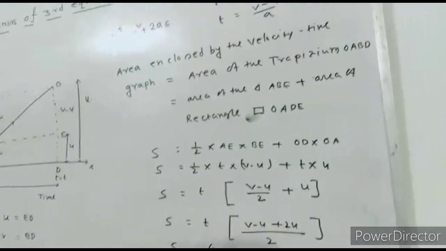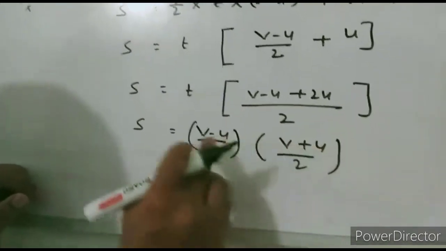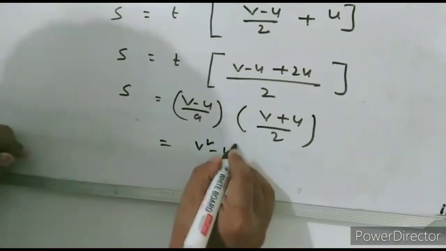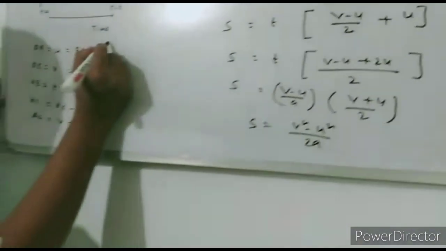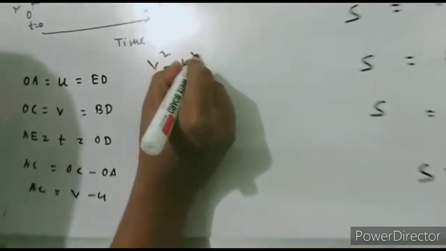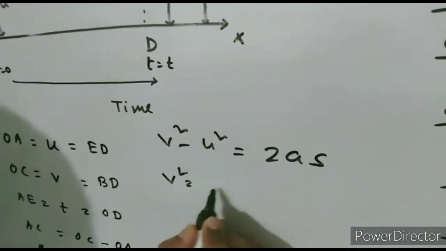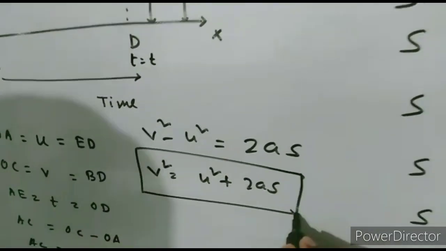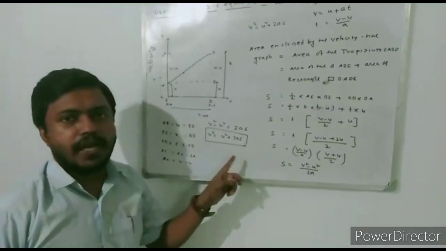So dear students, this is (v plus u) into (v minus u), that is (a plus b) into (a minus b), so the formula gives v square minus u square by 2a. So finally the equation takes the form v square minus u square equals 2as, or v square equals u square plus 2as. This is the final form of the third equation of motion, that is v square equal to u square plus 2as.